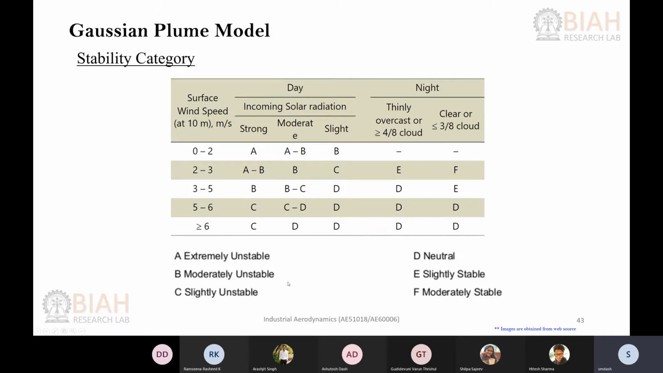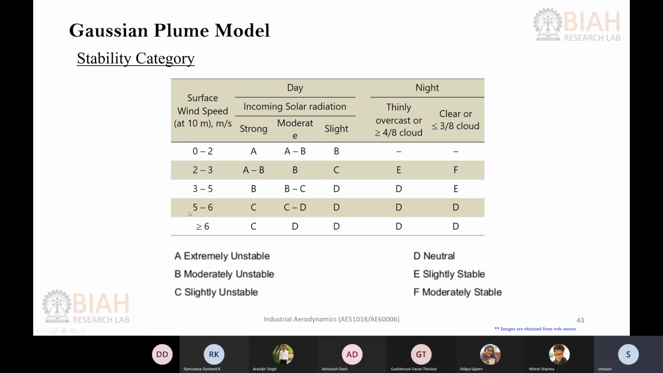So here A, B, C, D up to F is mentioned. A is extremely unstable, B moderately unstable, and this follows. D is a neutral condition, E is slightly stable, and F is moderately stable. So during the daytime you can see that at certain duration the atmosphere is extremely unstable, at certain times it is unstable, and for a few durations it is neutral.